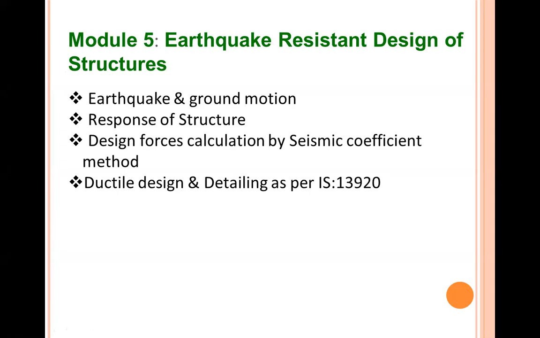Okay. So basically there are two codes. For earthquake resistant design of structures, we have IS 1893, and for ductile design and detailing, we have IS 13920. Okay, so don't get confused. For earthquake resistant design of structures, it is IS 1893. And for ductile design, we have a separate code only for ductile design and detailing, that is IS 13920.